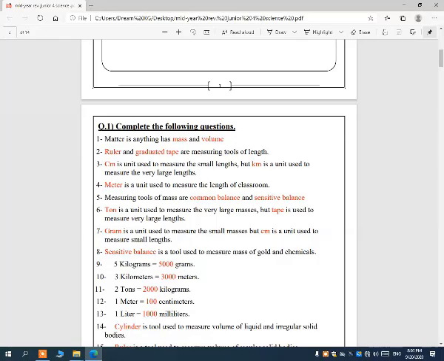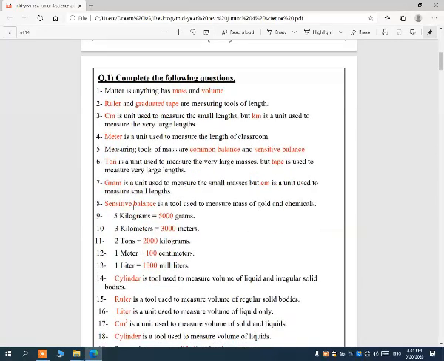Number 6. Dots is a unit used to measure the very large mass. The unit used to measure the very large mass is ton. So ton is the unit to measure the very large masses. But dots is used to measure the very large length. What am I using to measure the very large length? Tape. Tape is used to measure the very large lengths.